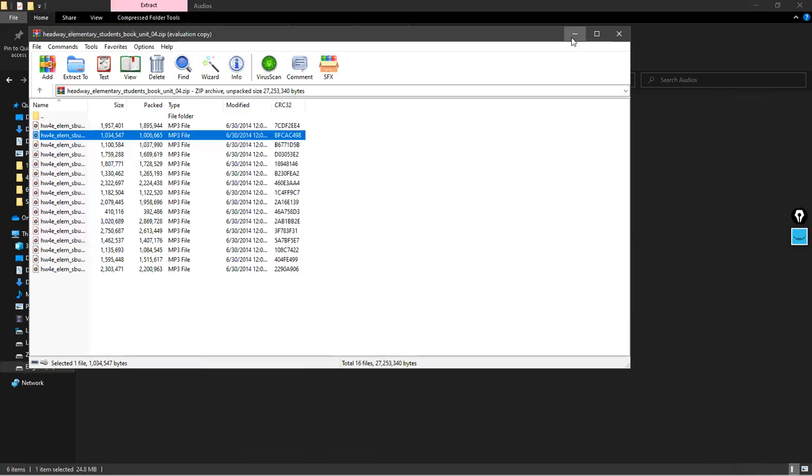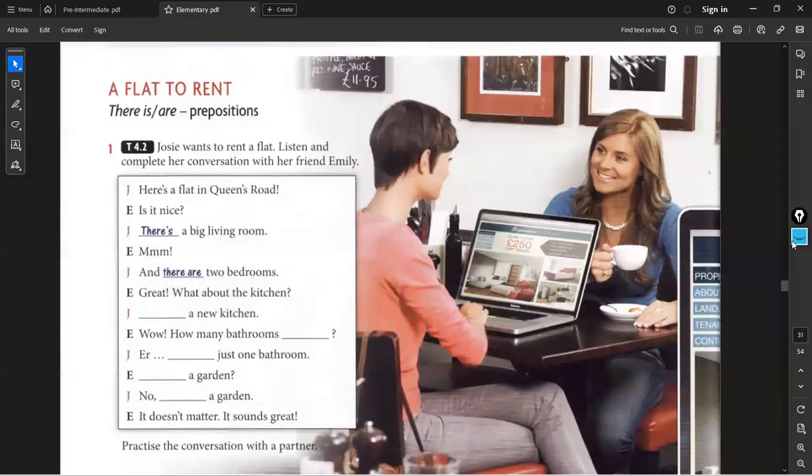Tape script 4.2. A flat to rent. Here's a flat in Queen's Road. Is it nice? There's a big living room. Mm-hmm. And there are two bedrooms.